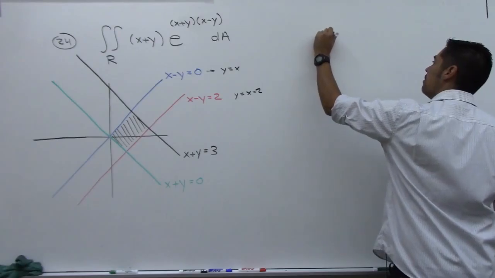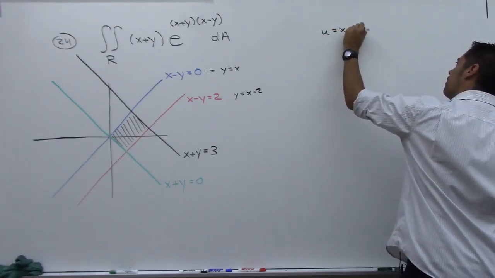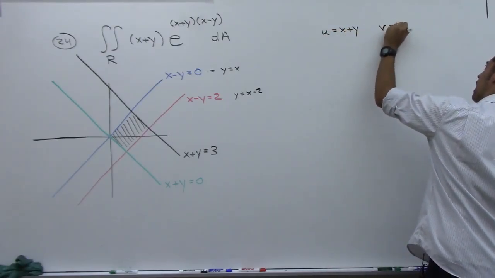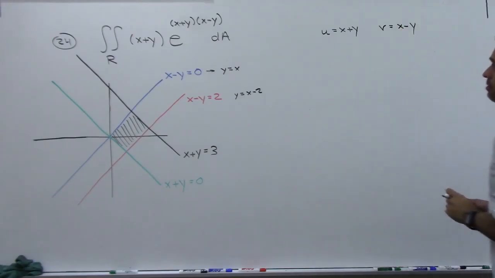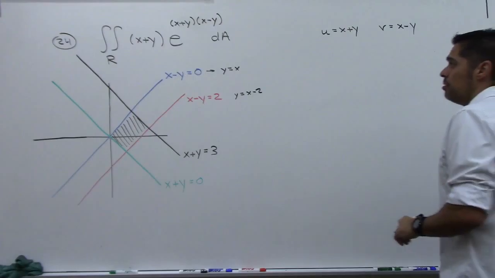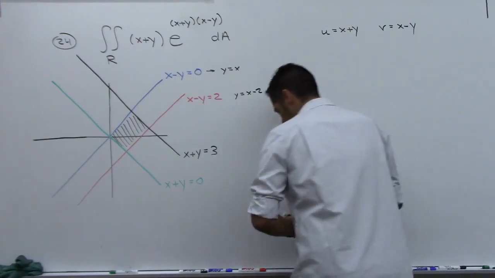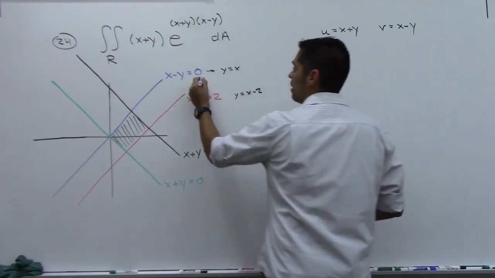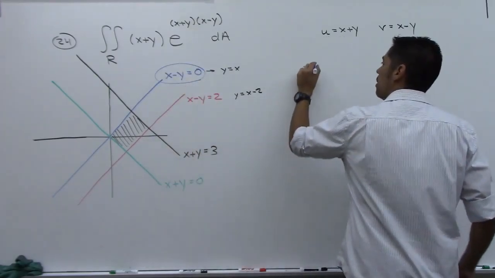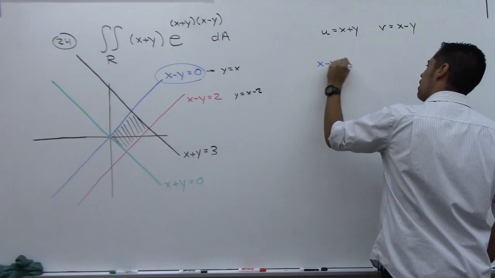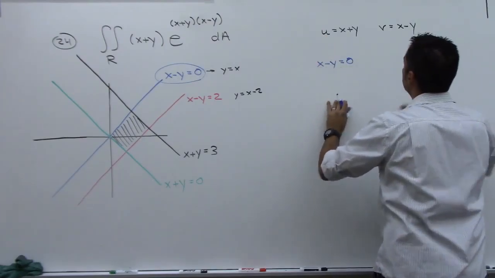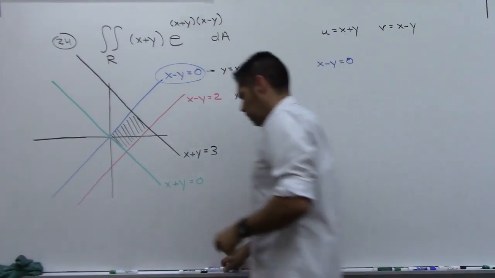So there's something in the problem that should hopefully lead you to some sort of guess. I'm going to try this transformation. u is x plus y, and I'm going to try v is equal to x minus y, and I'm going to see what happens. So I'm guessing here, kind of. So let's see what happens to these things first. All right. So in this transformation, if I take this equation, x minus y equals 0, what happens to it?